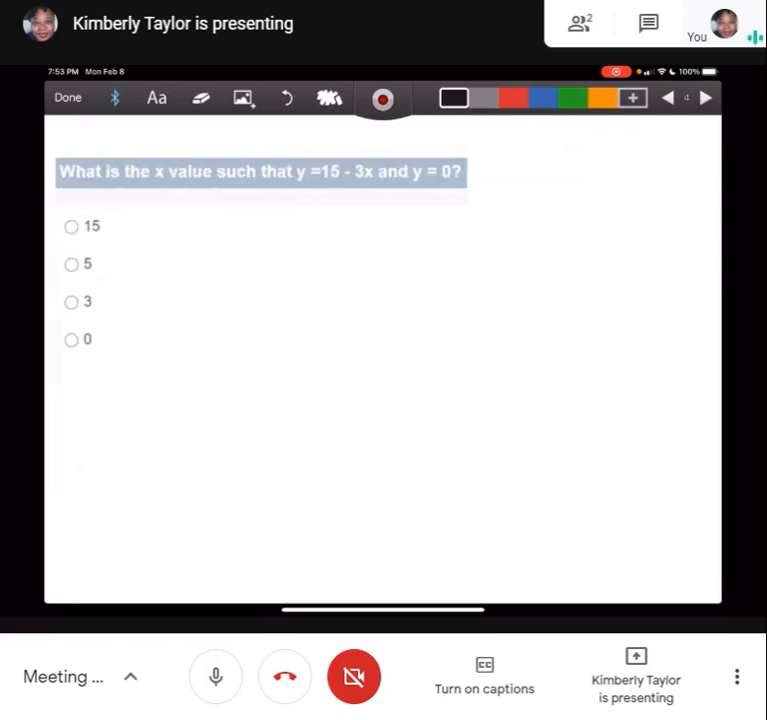For the next question, it says, what is the x value such that y equals 15 minus 3x and y equals 0? So this is like a system of equations. So let's write that. And I'm giving you topics so that if you need to do more research on these topics, this is what you need to look at if you wanted more problems like this.